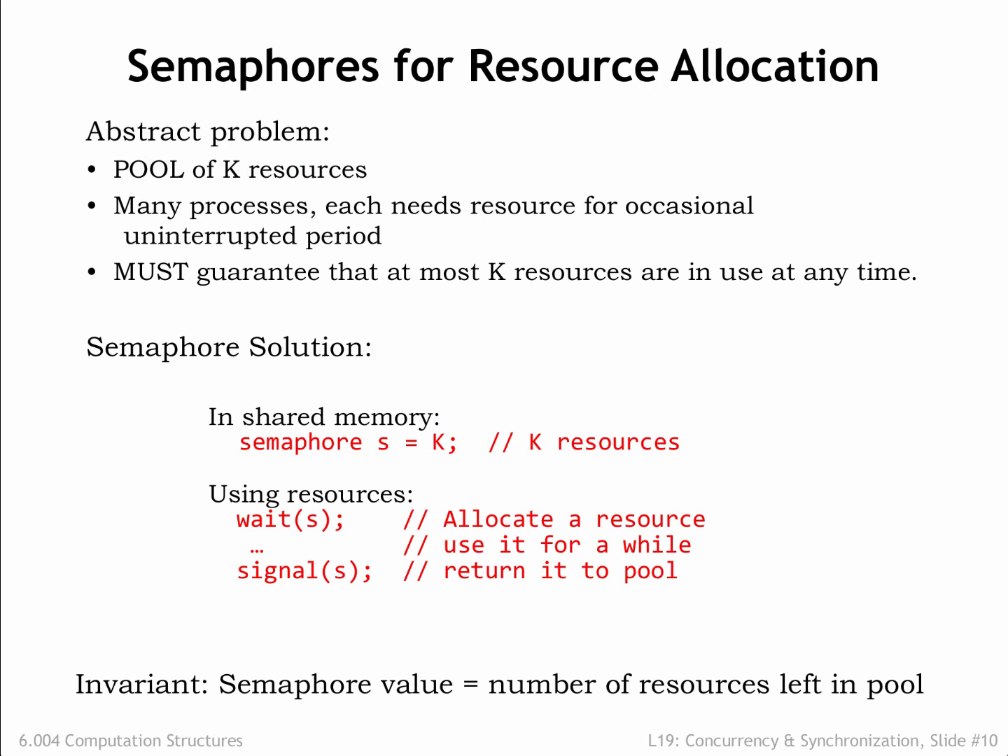Another way to think about semaphores is as a management tool for a shared pool of k resources, where k is the initial value of the semaphore. You use the signal operation to add or return resources to the shared pool, and you use the wait operation to allocate a resource for your exclusive use. At any given time, the value of the semaphore gives the number of unallocated resources still available in the shared pool. Note that the wait and signal operations can be in the same process, or they may be in different processes depending on when the resource is allocated and returned.